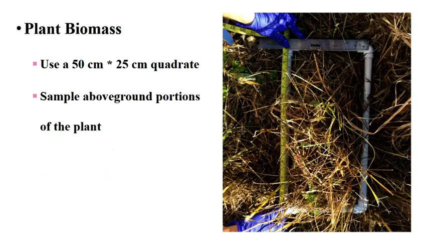Next, for the plant biomass, we use a 15 centimeter by 25 centimeter quadrat, and we sampled the aboveground part of the plants. This picture shows what the quadrat looks like, and we cut the vegetation inside this quadrat.